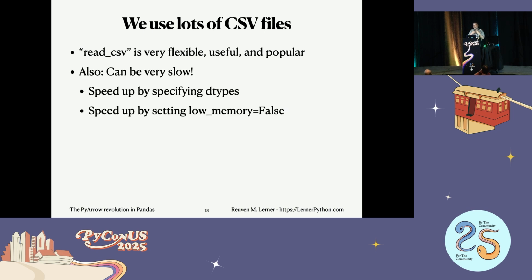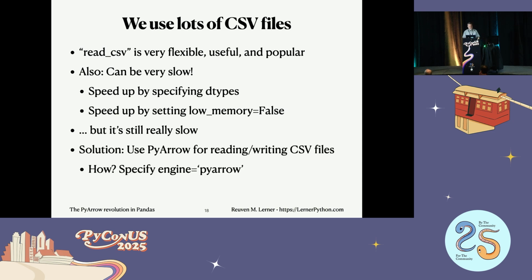So Pandas needs to read it in, and then figure out what kind of values I have in each column. Now we can speed this up by saying which dtypes we have explicitly. We can speed it up by saying low_memory equals False, which means that we will load the whole thing into memory and it'll analyze each column as a whole as opposed to in little chunks. But it's still really slow. And so the solution is use PyArrow for reading and writing CSV files. How? It is super simple. You say engine equals pyarrow in read_csv, done.